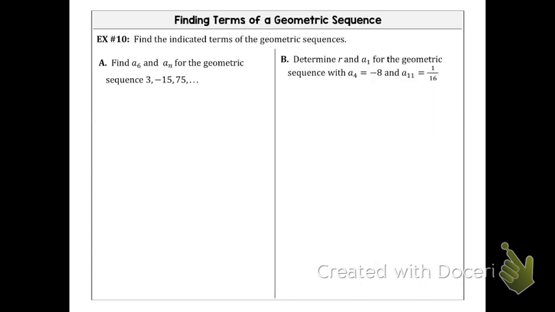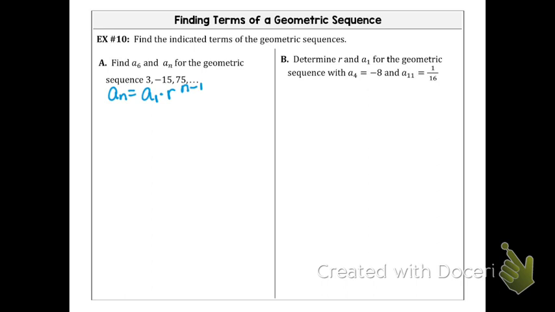All right, example 10 says find the indicated terms of the geometric sequence. It tells me find a sub 6 and a sub n for the geometric sequence 3, negative 15, 75, etc. It's going to be easier if we find our a sub n first. So remember that a sub n, we've been doing this, is equal to the first term times the common ratio raised to the n minus 1.